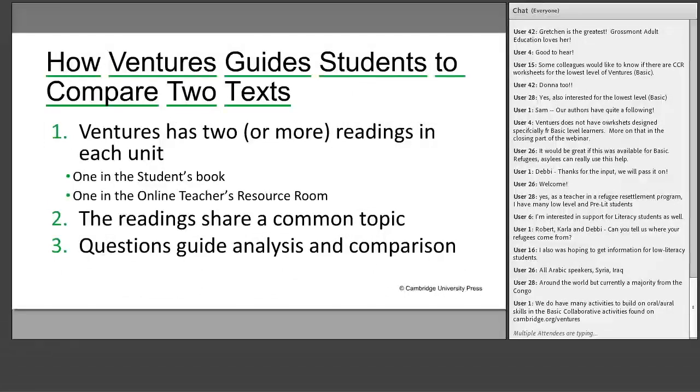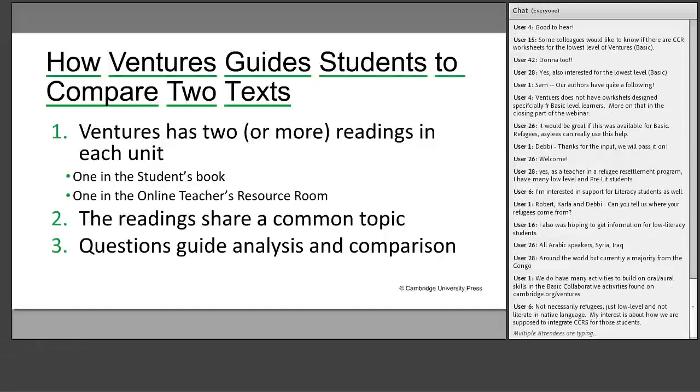Sylvia already shared that Ventures has two related readings in each unit. One is in the student's book, and the other is a related college and career readiness worksheet, which can be found online. Both of these readings share a common topic, and they are followed by questions that guide the learners to analyze and compare the readings. Later in this webinar, we will tell you more about how you can access the online worksheets.